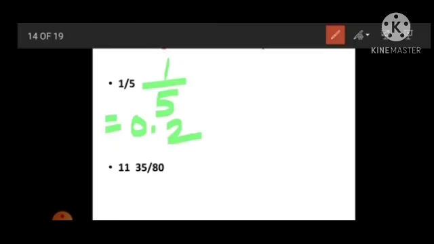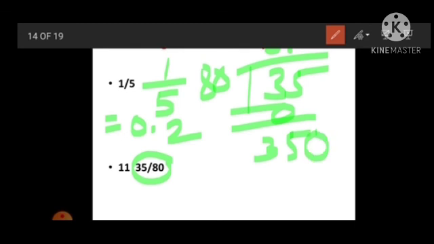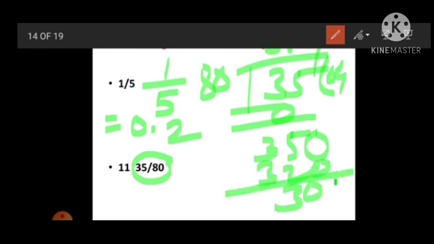35 by 80. We will divide only 35 divided by 80. 80 zeros are 0. Now here we will put the point in the quotient and we put 0 on the remainder, 350. Now 8 4s are 32. So we will write it here. Now here 30. Again we will put a 0, 300. 8 3s are 24, 240.